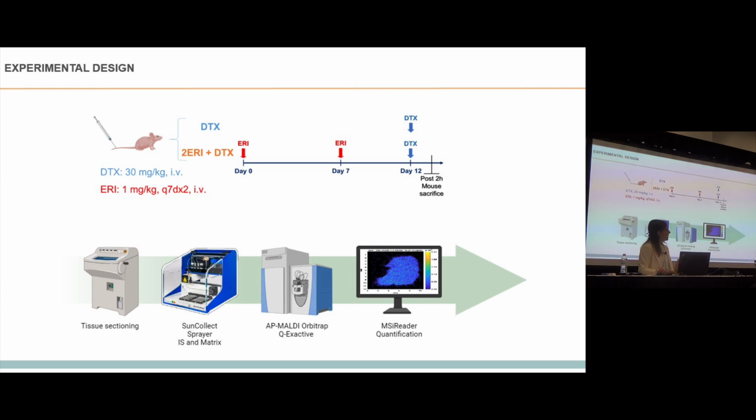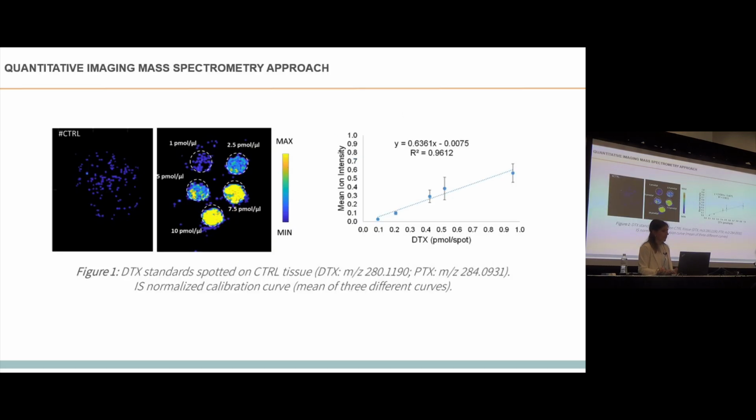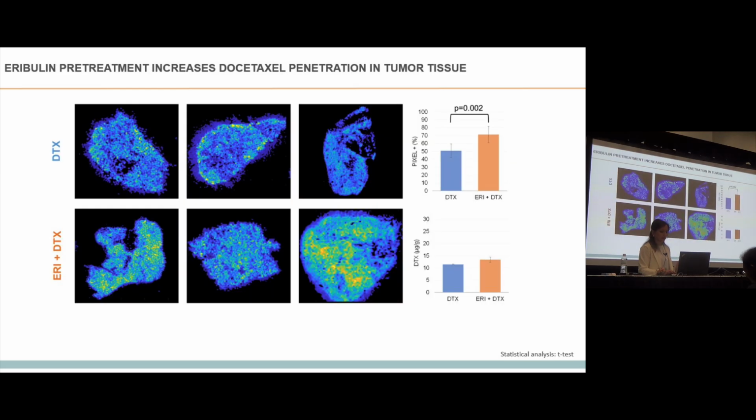Also in this case we use a quantitative imaging approach, so we use the SunCollect sprayer to spray the internal standard and the matrix as well. And these were the results of our calibration. We use a control tissue without docetaxel in it, and we spot on it different concentrations of docetaxel. We spray the internal standard, paclitaxel, a similar drug, all over the tissue, and we plot our calibration curve.